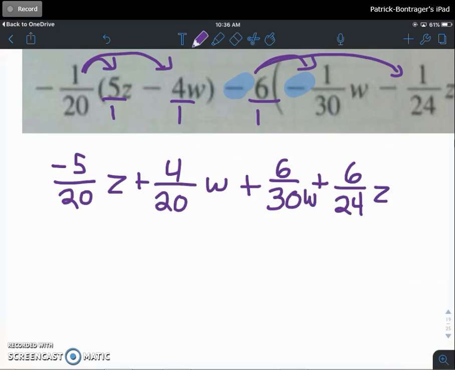So now that I have that, I'm going to combine like terms. My W's are like terms, and my Z's are like terms. I need to get a common denominator, so let's work with the Z's first. So I'm going to reorder.